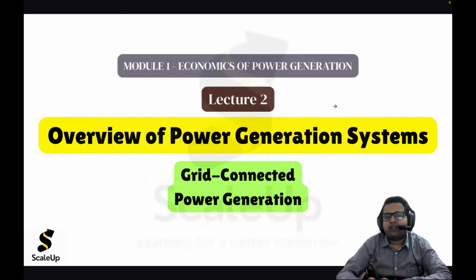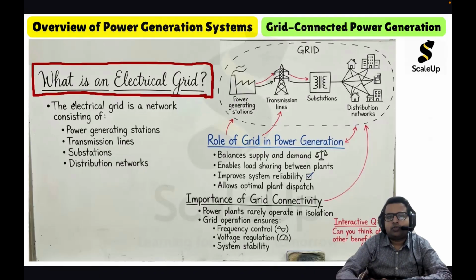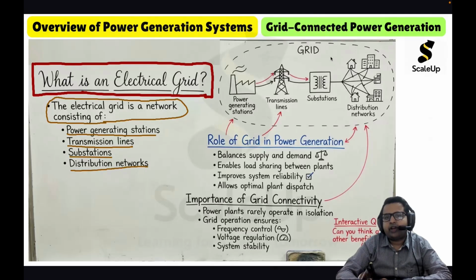Grid connected power generation. So first let us understand what is an electric grid. What do we mean by an electric grid? So basically, an electric grid is a network of power generating stations, transmission lines, substations, and distribution networks. So if we try to visualize the grid, here we have a grid. The grid is basically a network, an electric grid.